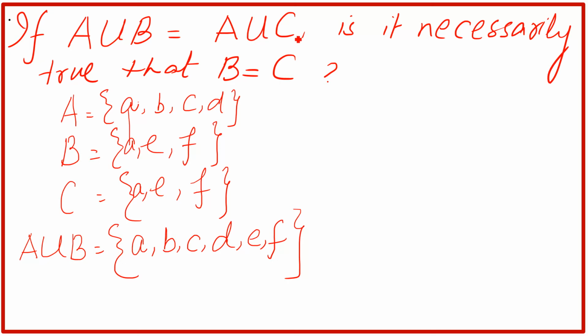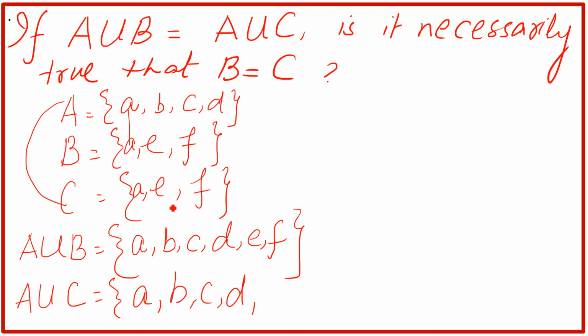Now A union C. So see, now we have to compare these two. A is here, A is here. We will write down one time, then B, C, D, and E and F. So we have proved that A union B is equal to A union C.